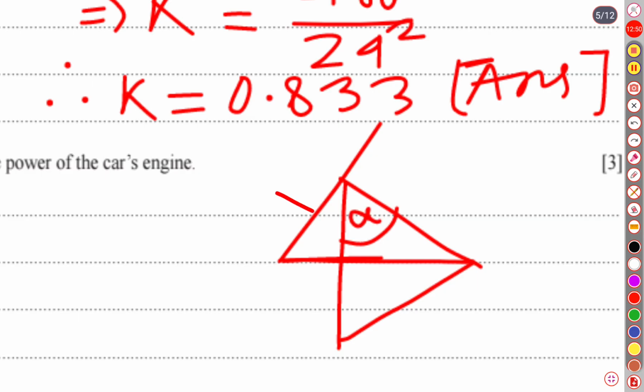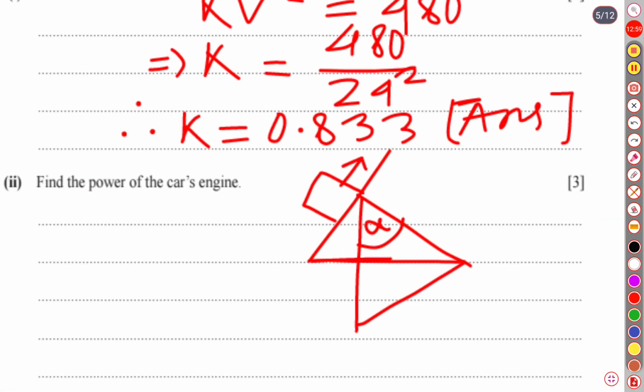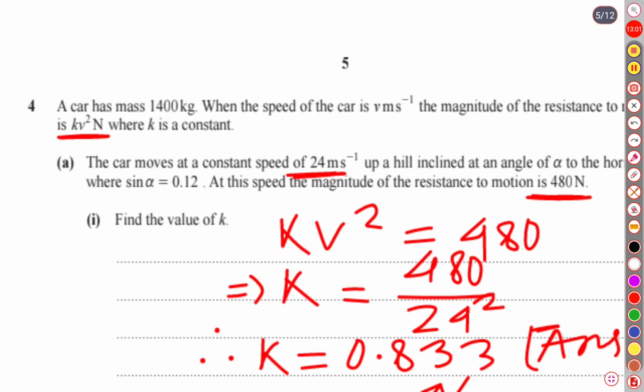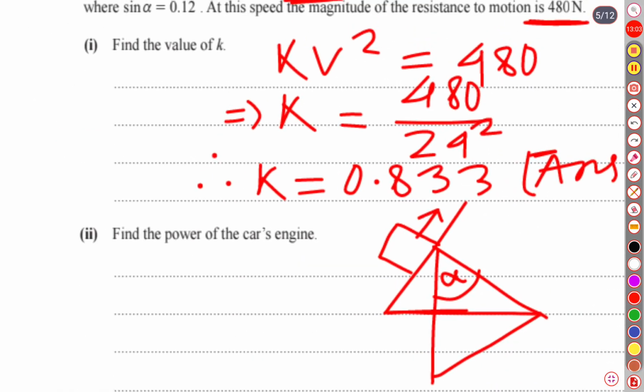This is the car which is moving up the hill. This is the system actually. So let us solve the equation. First of all, they have told us to find the power of the car's engine.